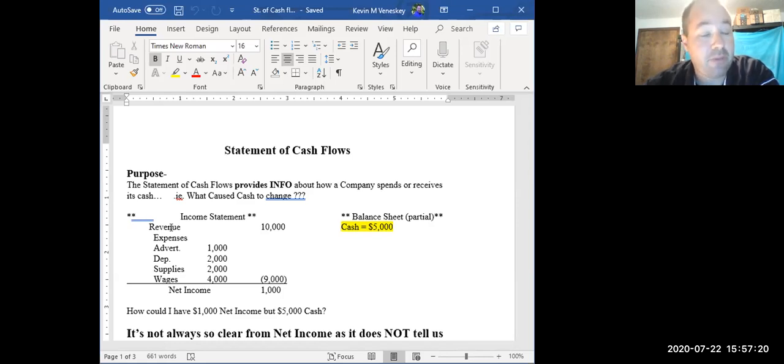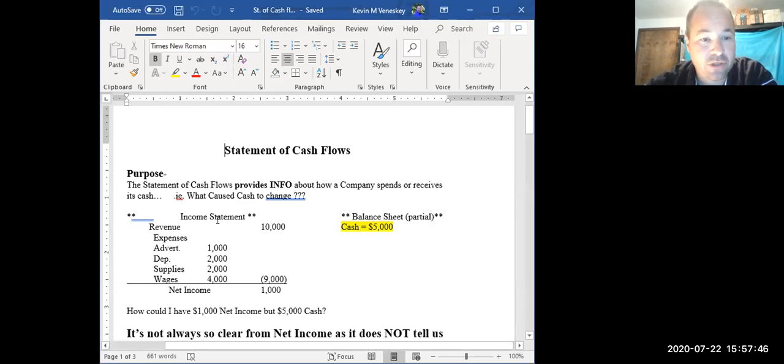So cash could be paid ahead of time, like for prepaid expenses, and it's not going to show up on the income statement. Or cash could be deferred for later. Say, if you're buying advertising and you're going to put it on account, then it's going to show up like you spent money because you had advertising expense, but you really didn't. You're going to pay it off in a couple months next year.